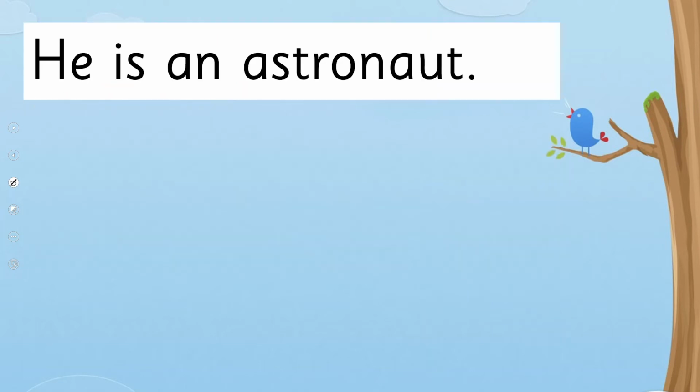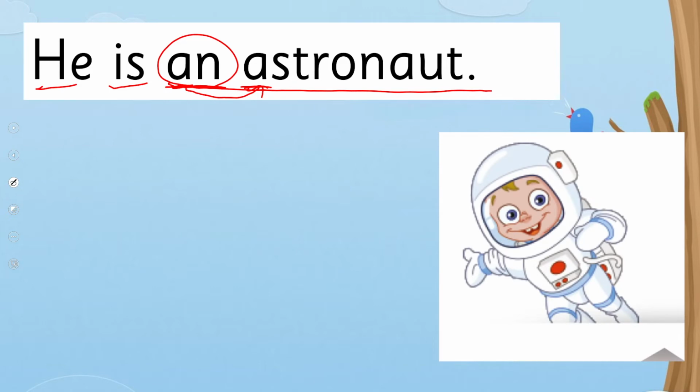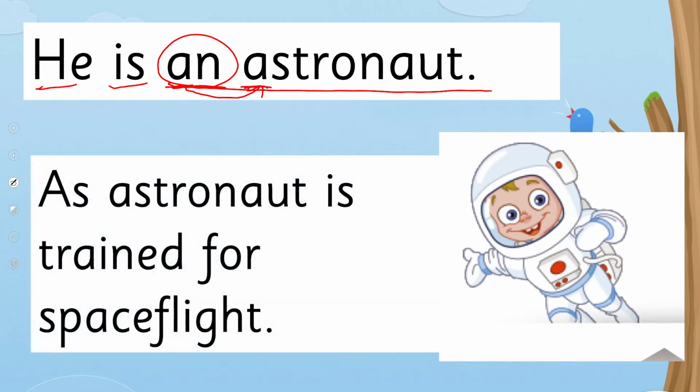If there is another example, he is an astronaut. An astronaut, why an? Because it's a vowel sound and it can be any astronaut. An astronaut is trained for space flight. Again, these two statements are referring to any astronaut and every astronaut. Now I'm going to give you the difference between the use of definite and indefinite article.